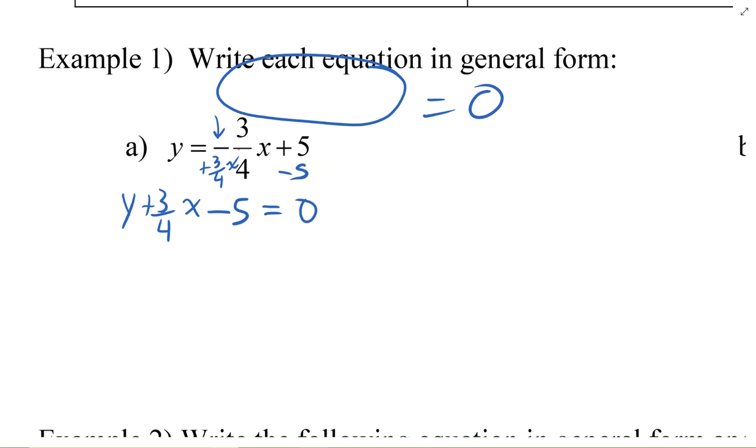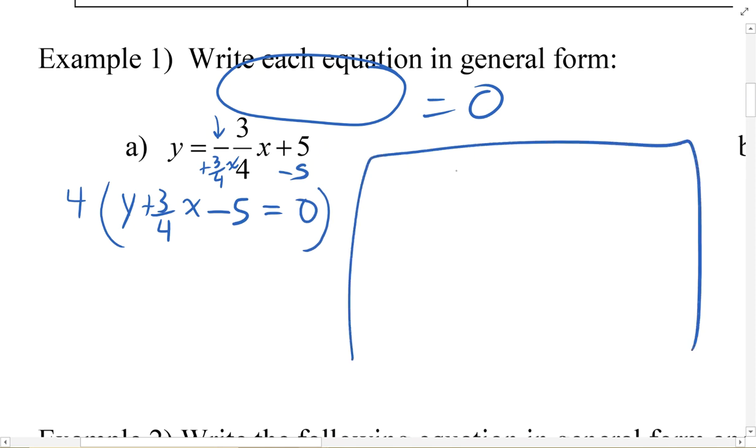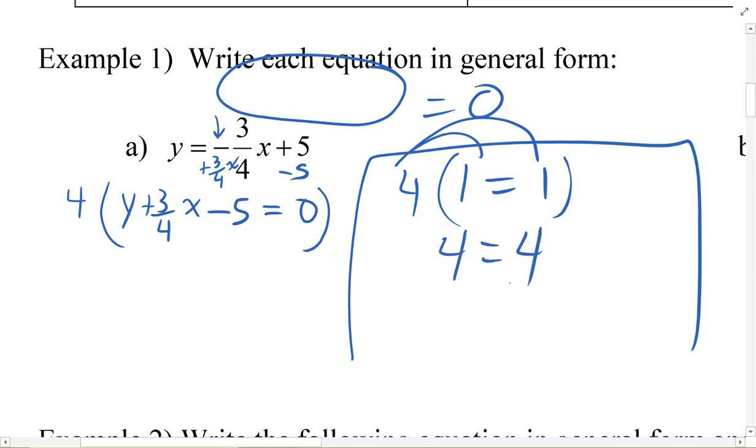Now what rule am I breaking? The fraction, right? I can't have a fraction. So what I do is I multiply by the common denominator. Now I only have one fraction, so my common denominator is simply 4. The reason why I can do that is if I have a statement like 1 equals 1, and I multiply everything by 4 and do it properly with my brackets, following my distribution rules, I'm still going to get a true statement.